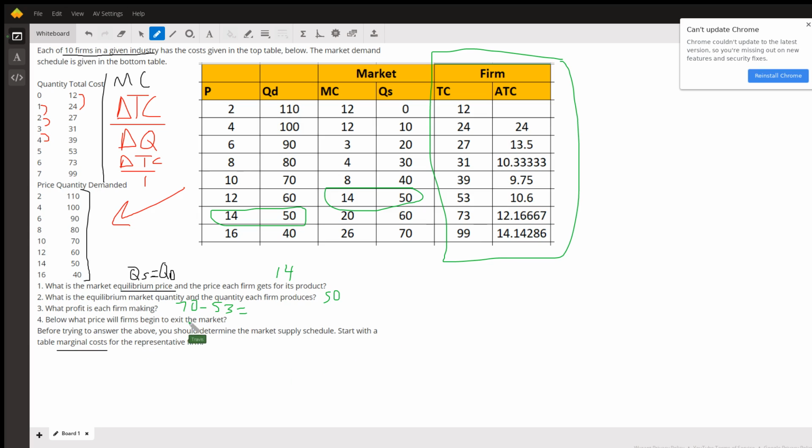Below what price will firms begin to exit the market? So the rule here is they're going to exit the market at the minimum of average total cost. So that's why we calculated average total cost. So that's right here. Okay, so the price needs to be at least 9.75 in the long run for firms to stay in this market. So that's the rule. Okay, so we'll look for the minimum of average total cost, and that's how to answer that question.